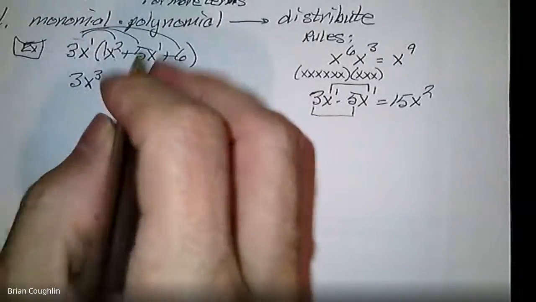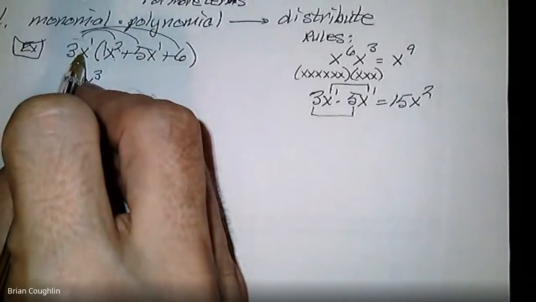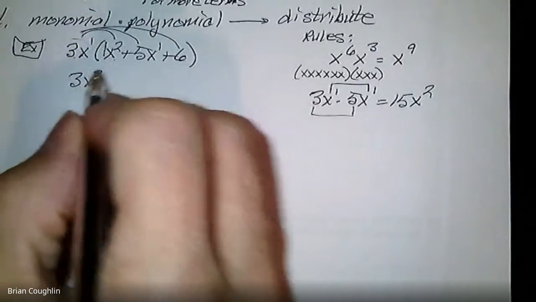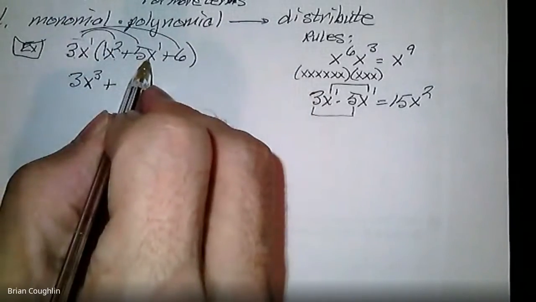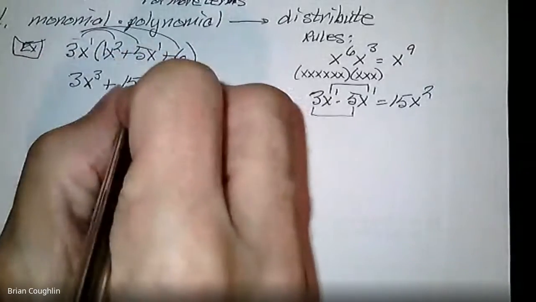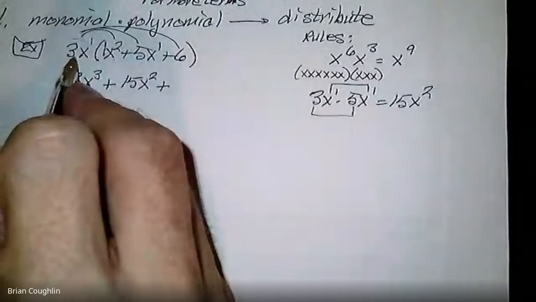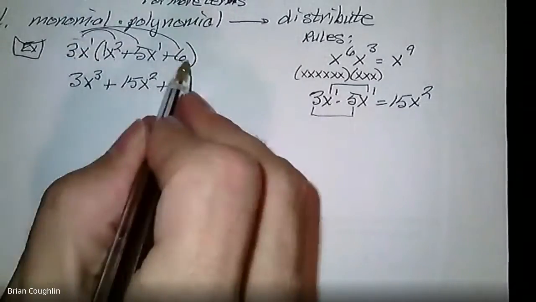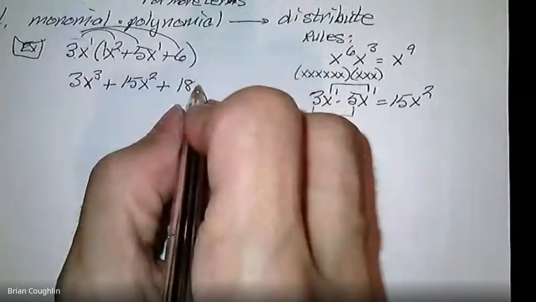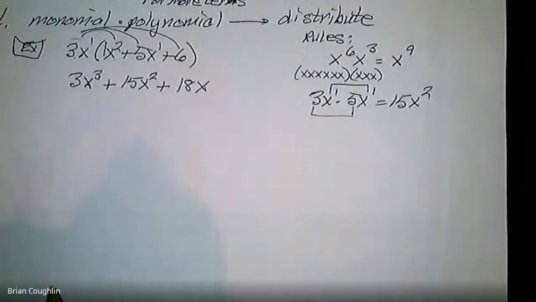So 3x to the 3rd, because there's 1 x coming in and 2 x's already there. So when they combine, they make 3. So x to the 3rd, plus 3x times 5x. Well, 3 times 5 is 15. And then x times x is x squared. Okay. And then plus 3x times 6. Do the numbers. 3 times 6 is 18. And there's only 1 x total. And there you go. And that's your answer.